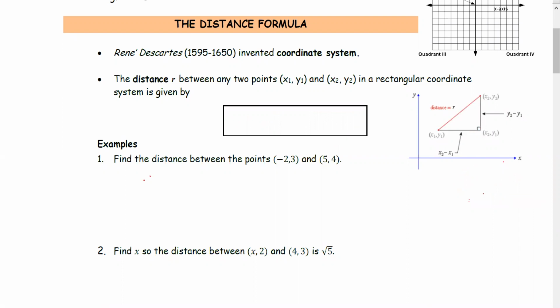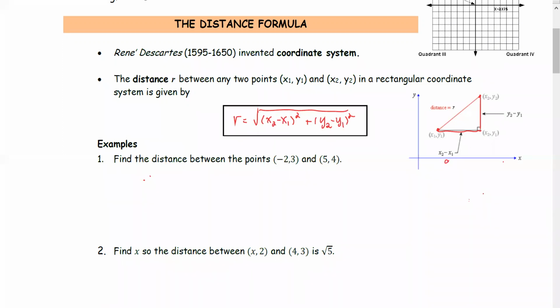The distance formula between any two points x1, y1 and x2, y2 in a rectangular coordinate system is given by r equals square root of (x2 minus x1) squared plus (y2 minus y1) squared. If you look at the diagram, the two ordered pairs x1, y1 and x2, y2, when we form the horizontal distance and the vertical distance, we see the horizontal distance is x2 minus x1.